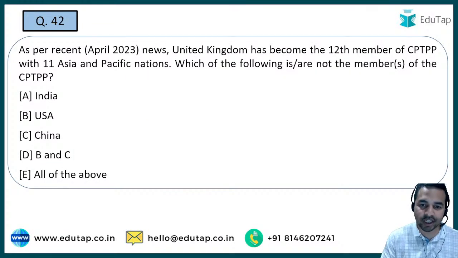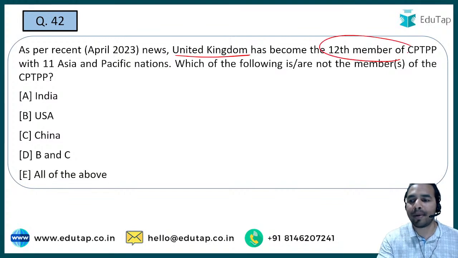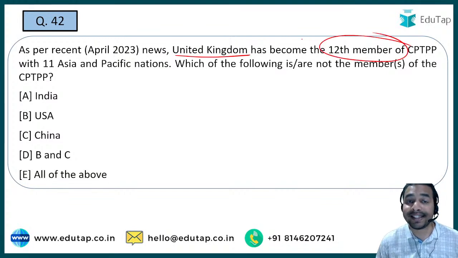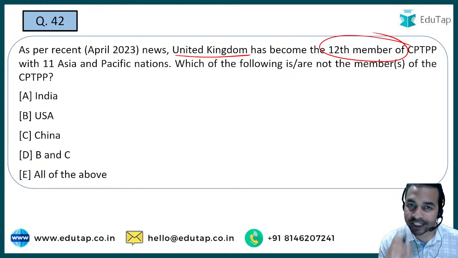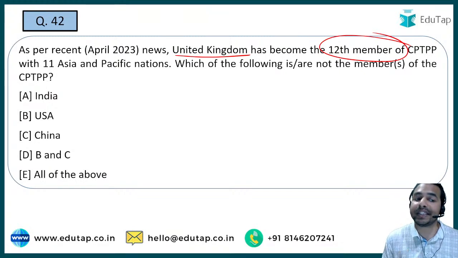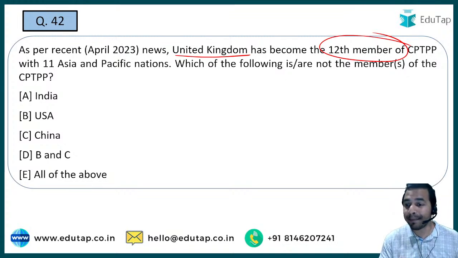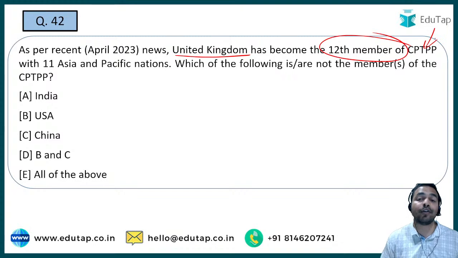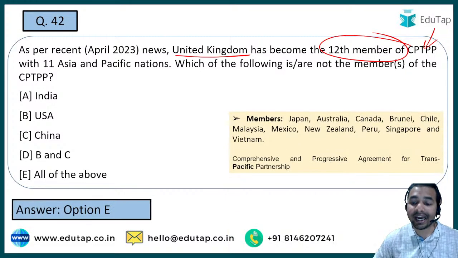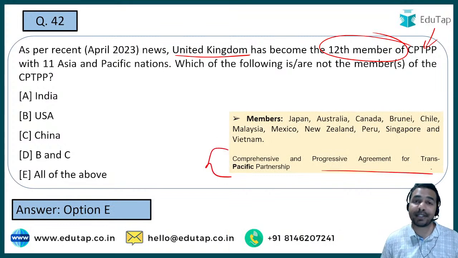Now the next question. UK has become the 12th member of CPTPP with 11 Asia and Pacific nations, and you are required to tell me the name of the country which is not a member of the CPTPP. See guys, for this you should also know that in the exam the full form of CPTPP can also be asked. CPTPP stands for Comprehensive and Progressive Agreement for Trans-Pacific Partnership.